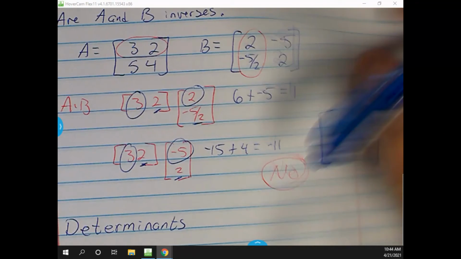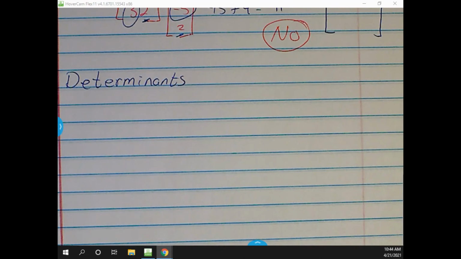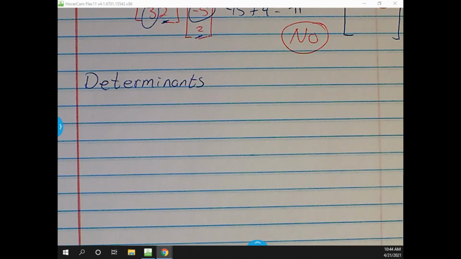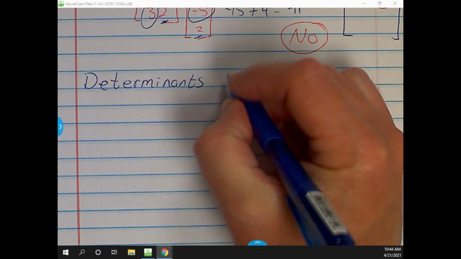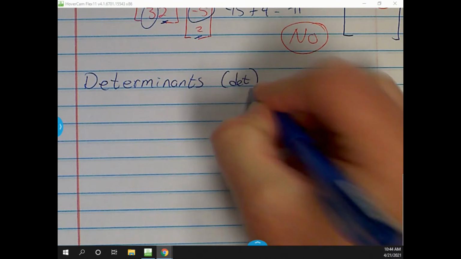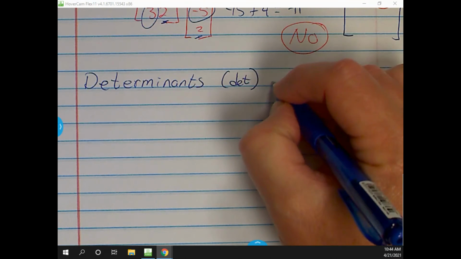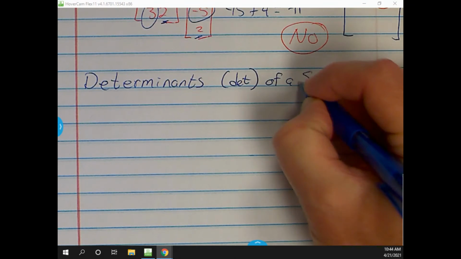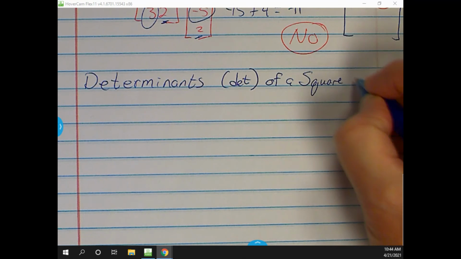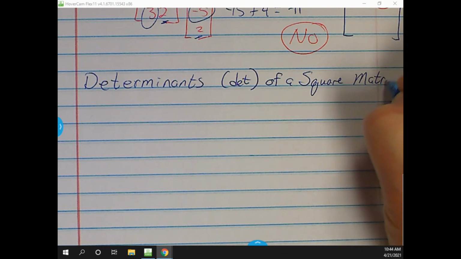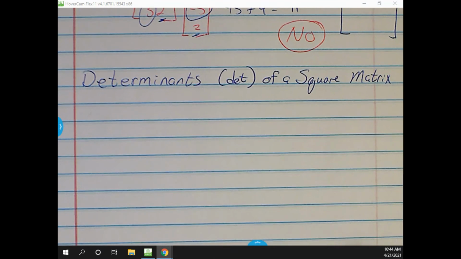Okay, so for determinants, and again, math people are usually really good about coming up with shortcuts. They don't like to write out the long word determinant, so that's all right. Just for short, we're going to call it DET. We'll abbreviate it.